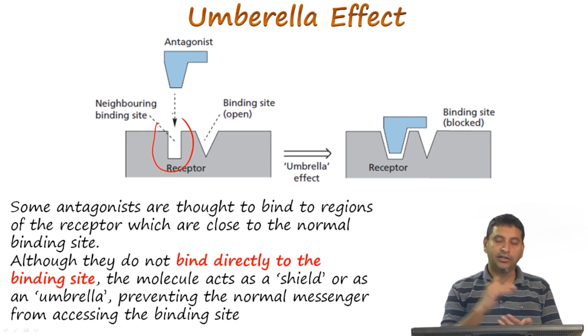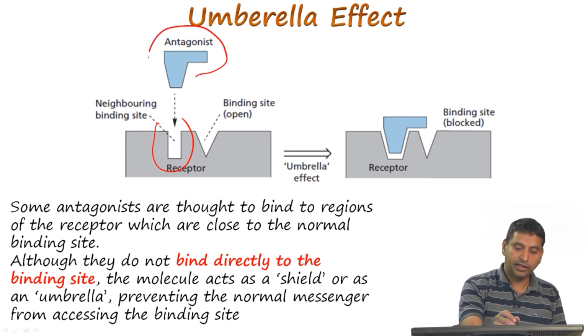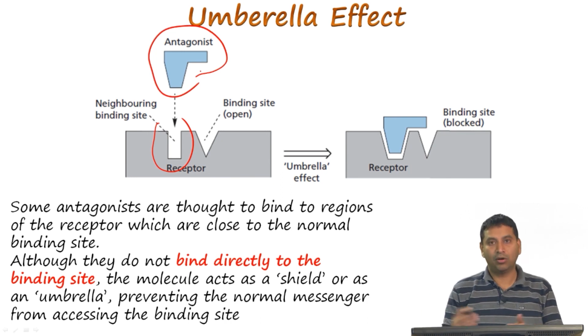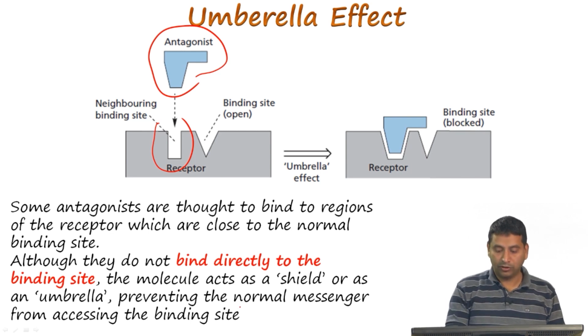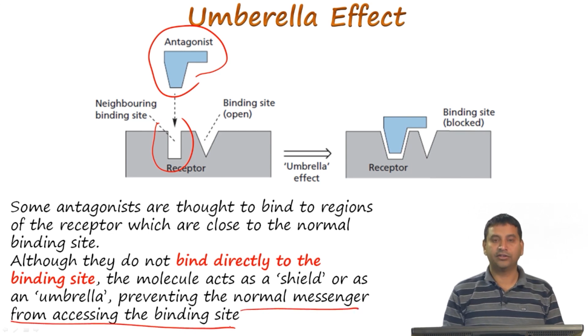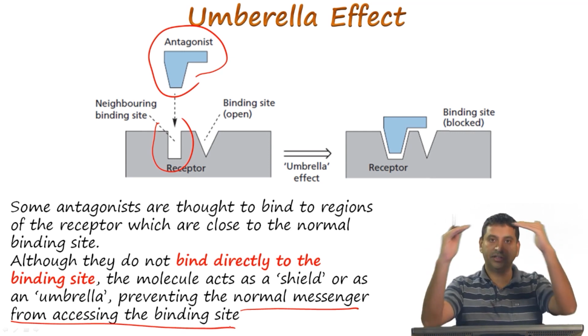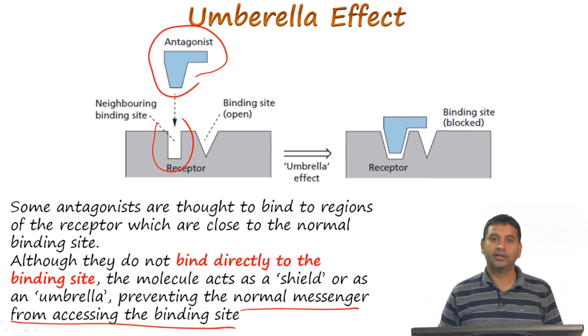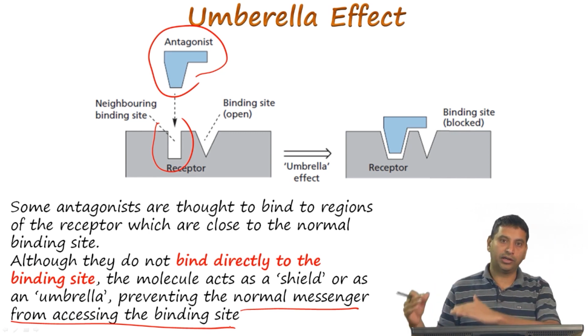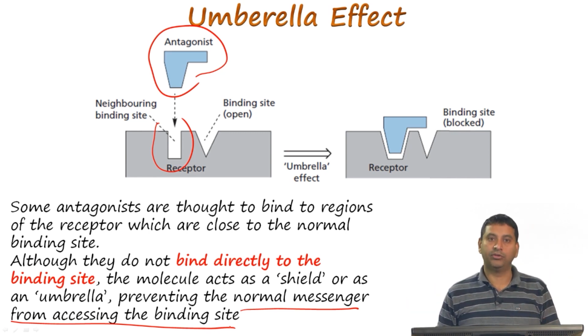Once the antagonist binds to this neighboring binding site, because the structure is fairly large, it actually blocks the binding site from functioning normally. So, the normal messenger does not access the binding site, and this is called the umbrella effect, where you can imagine that there is an umbrella which is providing a shade. It can provide shade to one individual, or it can also provide shade to two individuals.